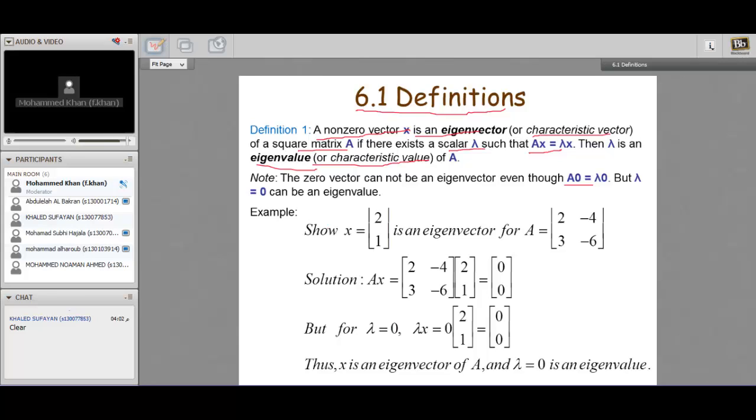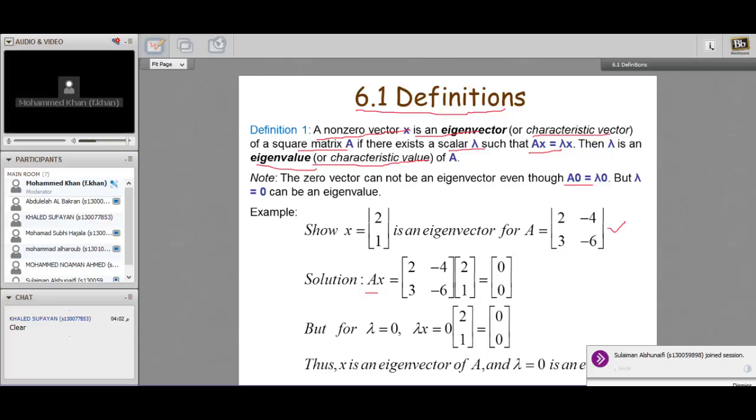In the beginning, we start with a very simple example. It says show that x is equal to (2, 1) is an eigenvector for A. A matrix is given, A is equal to [2 -4; 3 -6], and we have to show whether x equal to (2, 1) is an eigenvector or not. So we multiply the matrix with that vector, and we see that for lambda equal to 0, lambda x is 0 into 2, and we obtain 0. Thus x is an eigenvector for A, and lambda equal to 0 is an eigenvalue. When we multiply it, we get 0, so that is why we say that it is an eigenvector.